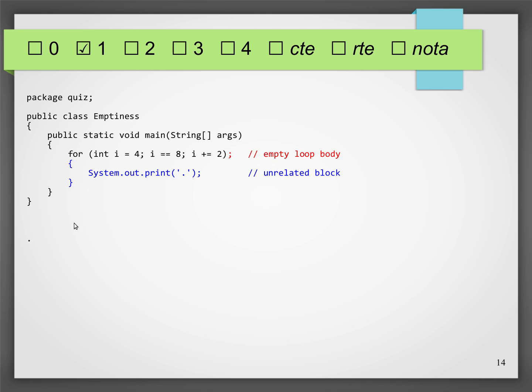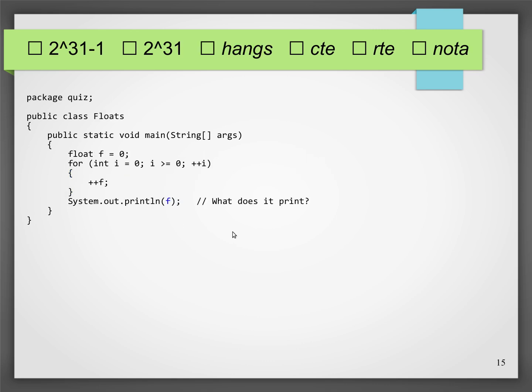Okay, so next puzzle. Puzzle about floating point numbers, one of my favorite topics. So we have an accumulator of type float, then we have a loop. Inside the loop we increment the float with a prefix increment. And how often does this loop body, and here it's really the loop body, how often does it execute?